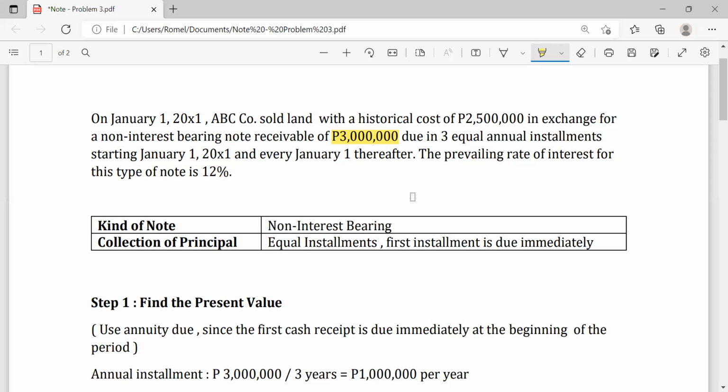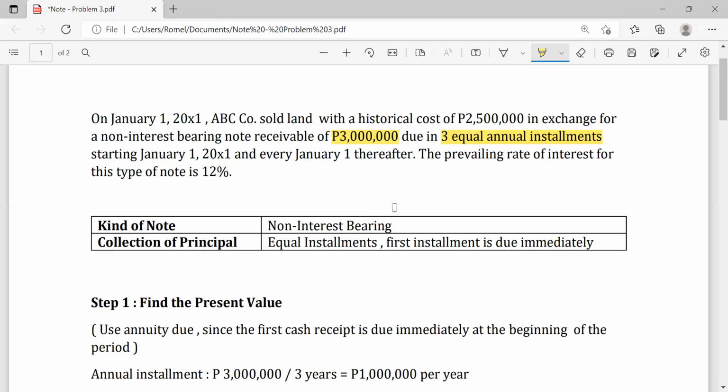And then, next. Kailan ang collection ng principal? When is the collection of principal? The collection of principal is in 3 equal annual installments. So this is an installment collection of the principal. So ang 3 million pesos, it will be divided in 3 equal annual installments. So the collection of the principal is in installments.